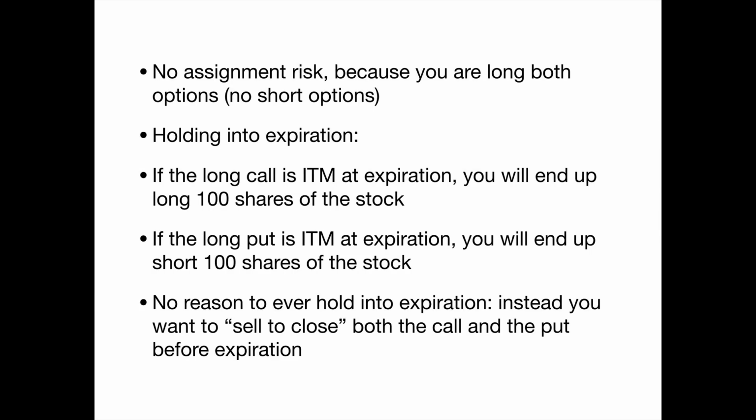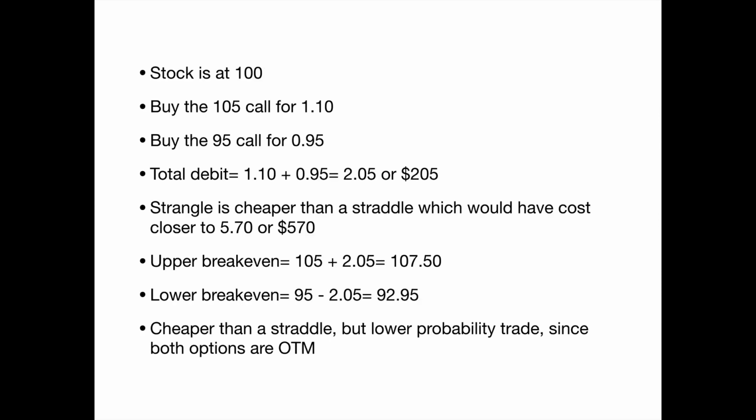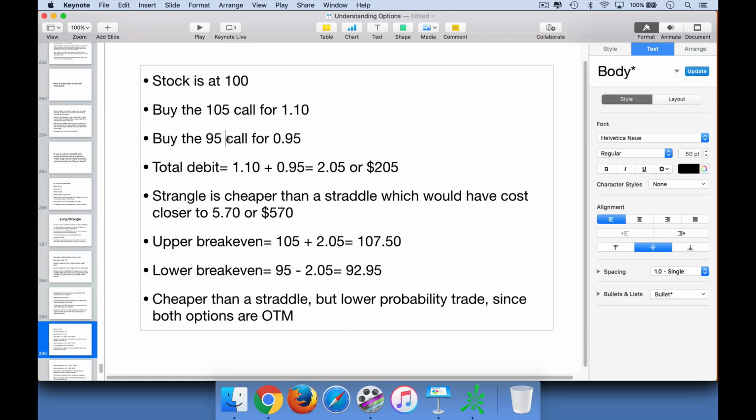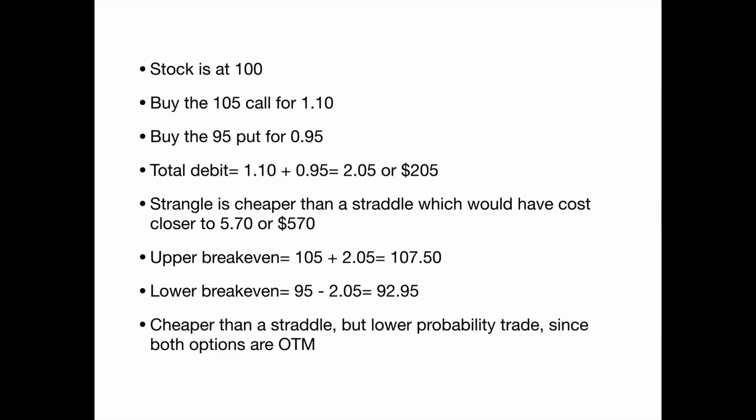So again, no reason to ever hold a strangle into expiration, just like a straddle. So here we'll do an example. Let's say the stock's at 100. To enter a long strangle, we're going to buy the 105 call, the next strike price up, and we're going to buy the 95 put. So we're basically buying an out of the money call and an out of the money put.